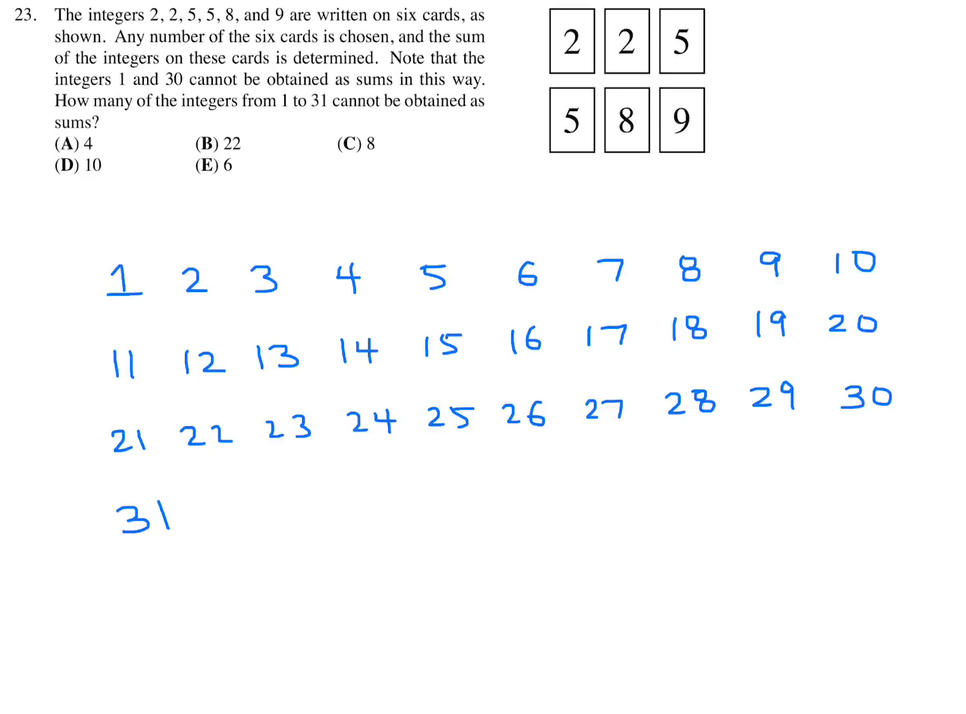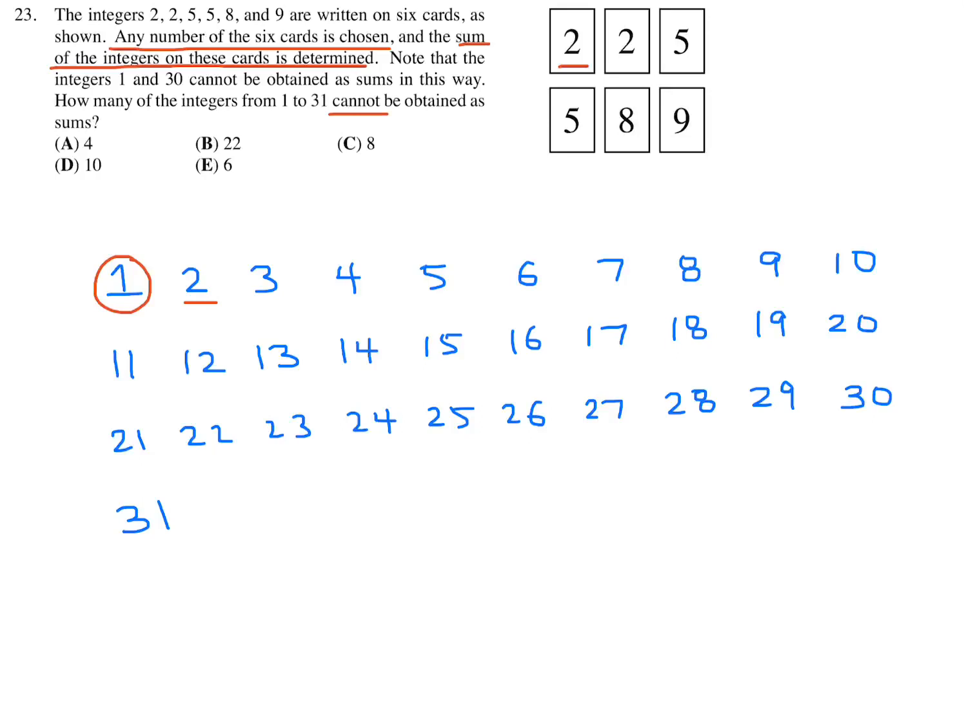So they're saying, how can you possibly get a number using these cards? So for example, I can't get a sum of 1 because none of these are 1. So this one is one of the integers that we cannot obtain as sums. But what about 2? 2 we can, right? Because 2 is just 2 right there. Any number of cards is chosen. So if we chose only one card and it was a 2, then the sum of the integers on that card is just 2. So 2 can be obtained.